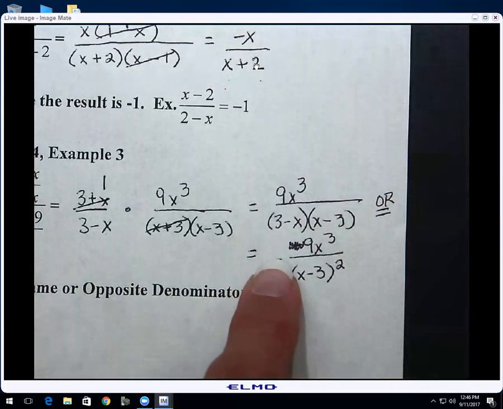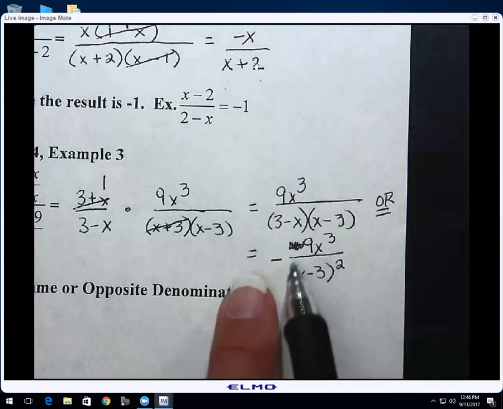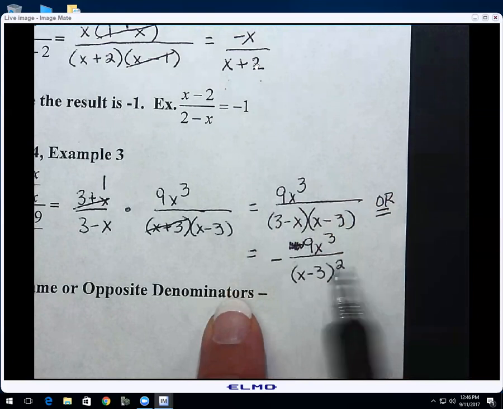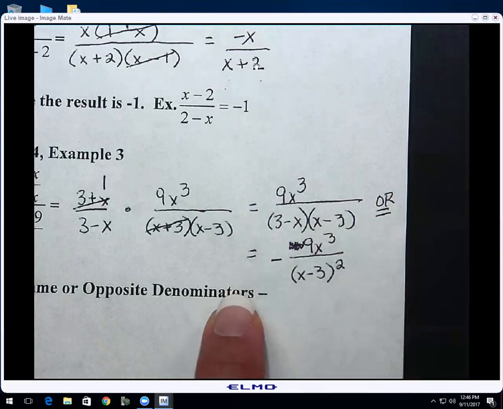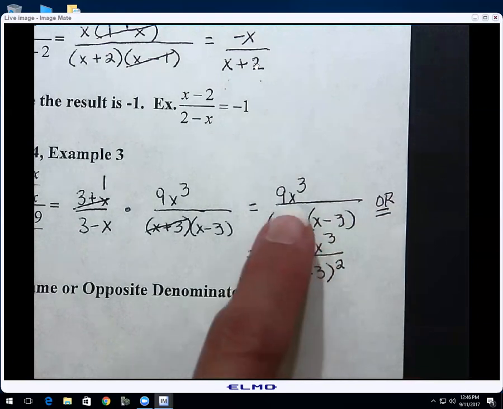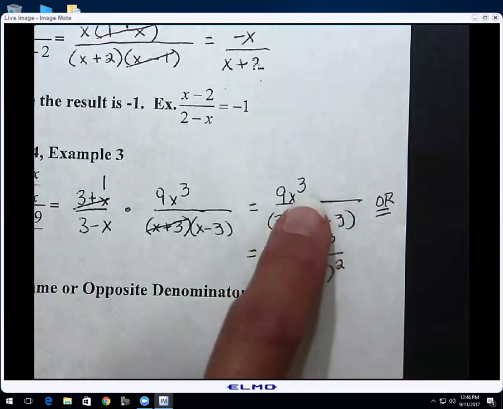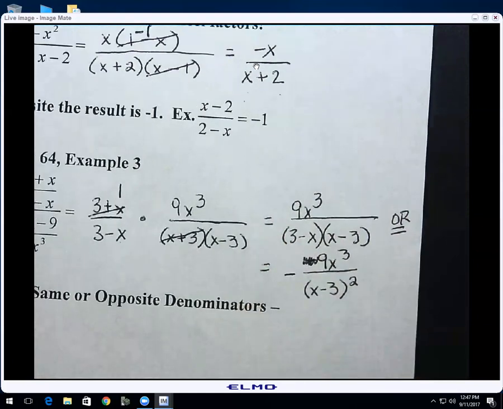I don't write it out front because when you're typing, it's hard to show the space between the negative and this line. So I just put the negative in the numerator. Either one of those would be okay. But if you ever have an answer and the back of the book has a different answer, you need to figure out if your answer is wrong or if it's the same thing written a different way. And these two are the same thing written a different way.